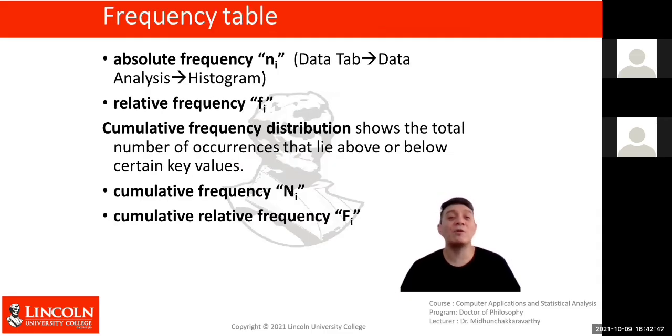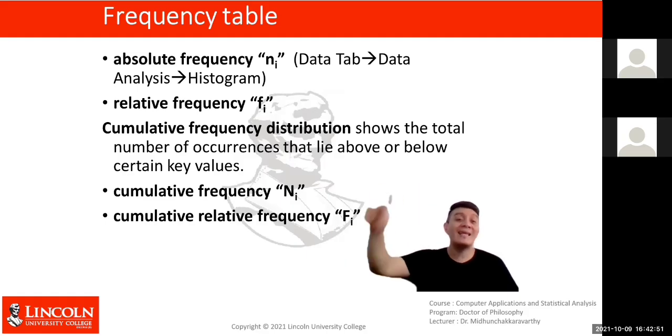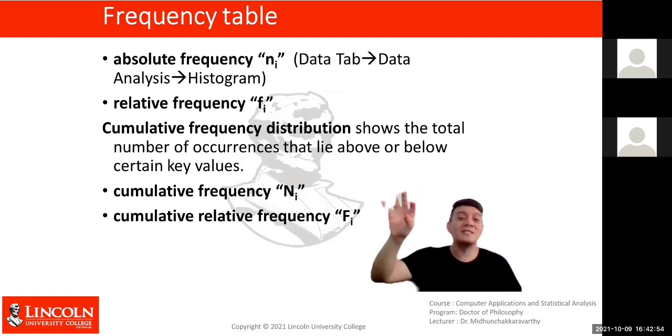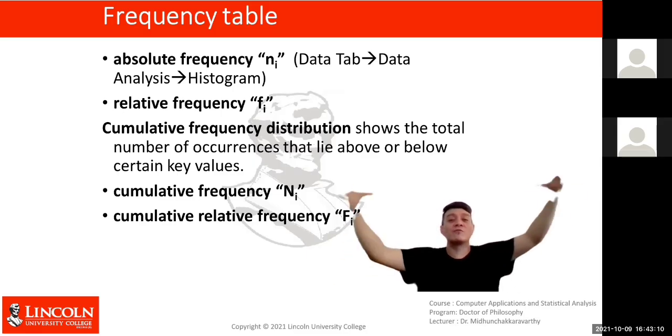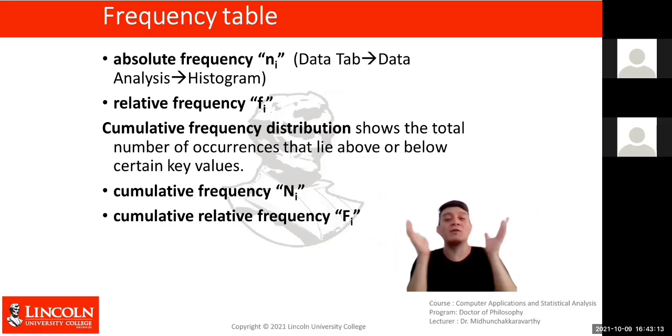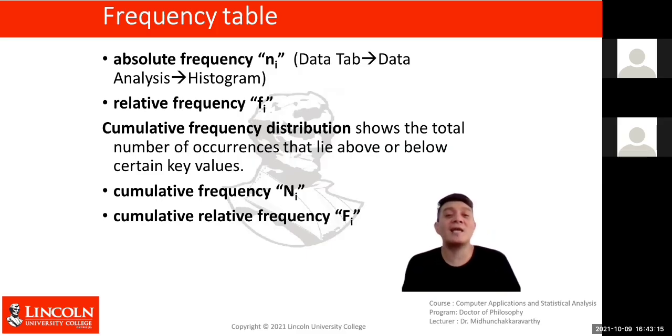So the frequency table has absolute frequencies, such as in the data tab, data analysis, and histogram. Relative frequency is shown as f_i, and absolute frequency is shown as n_i. The cumulative frequency distribution shows the total number of occurrences that lie above or below certain key values. That means you have to combine them all together in a cumulative way. Cumulative frequency is N_i, and cumulative relative frequency is F_i.